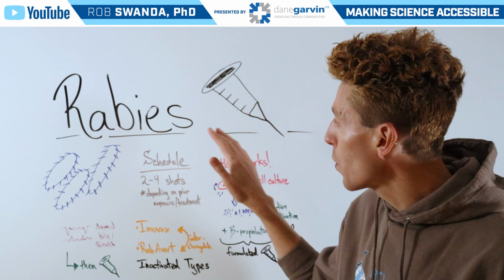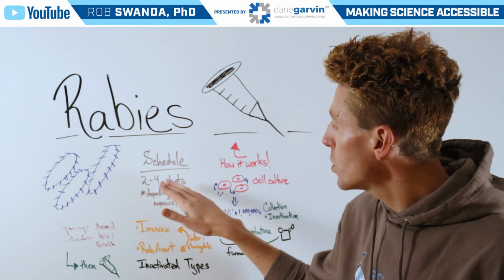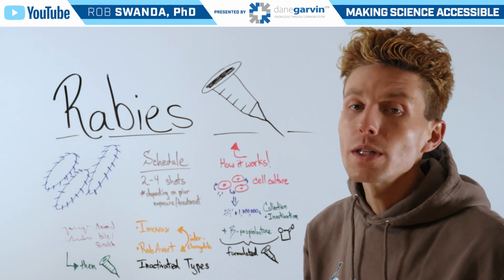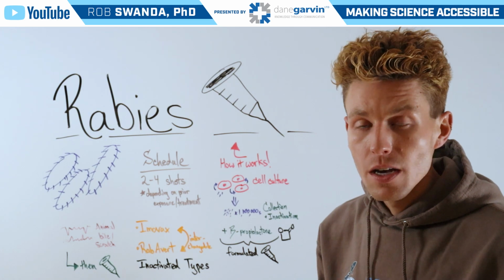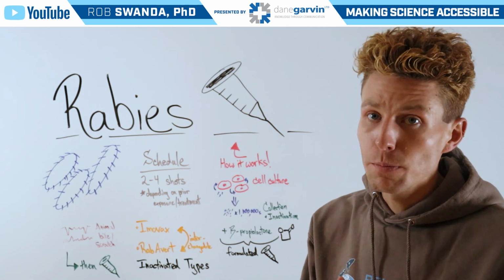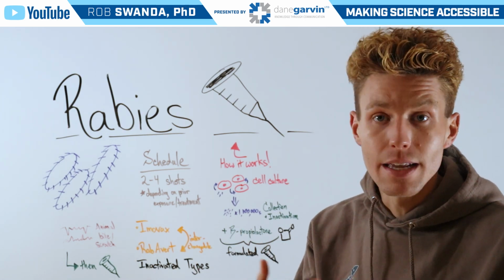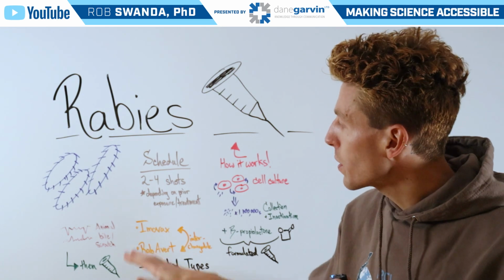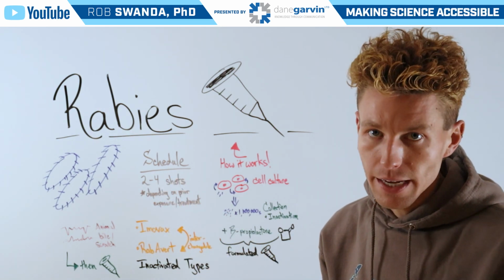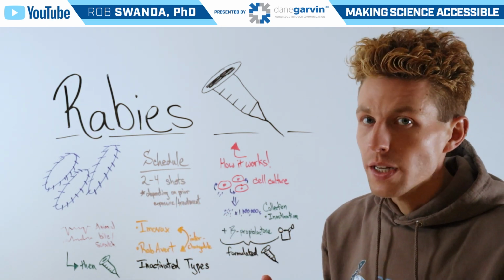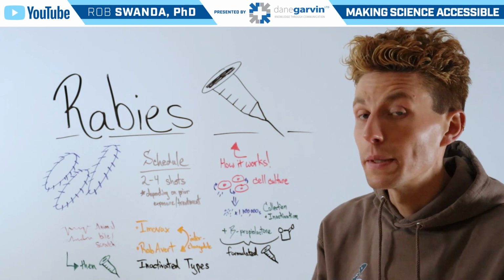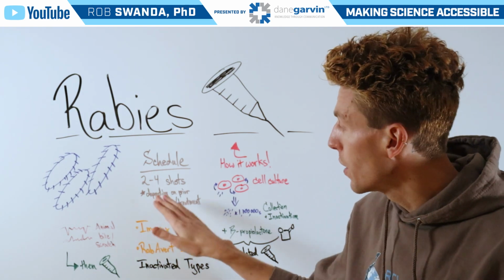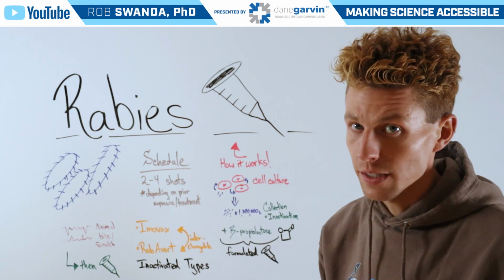Now, the schedule for the rabies vaccine is 2 to 4 shots, depending on one's history with the virus. So if someone has had a previous exposure or they work with the virus in their daily job, they may only require 2 shots to stay up to date. However, if this is the first time that somebody has been exposed or a potential exposure to the virus, they'll receive the full 4-shot series.